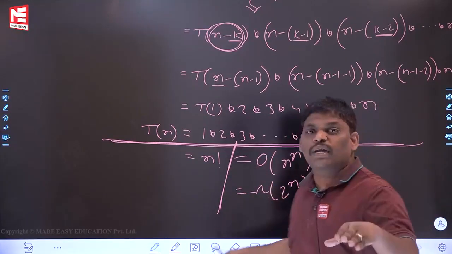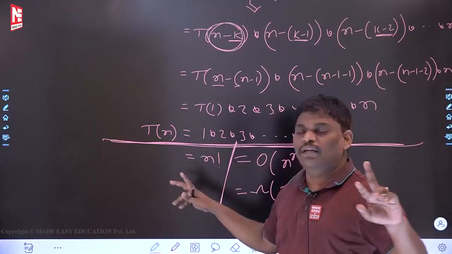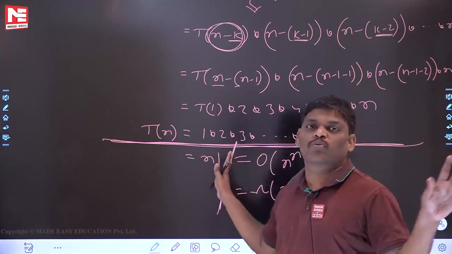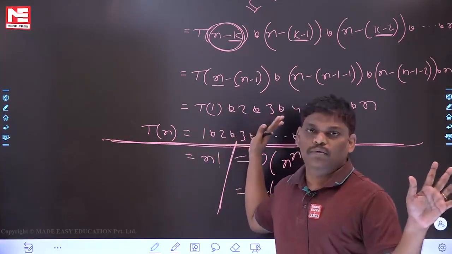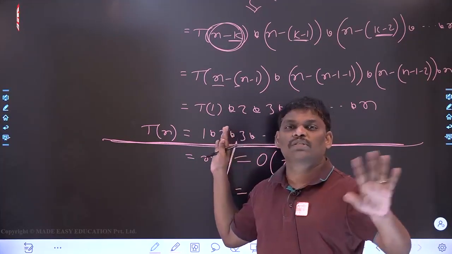After getting the actual answer, please see the options. If it is there in the options, select it. If not, its upper bound may be there, or its lower bound may be there. This is the second problem. If you got the first and second problems, it means you are almost comfortable with the substitution method.